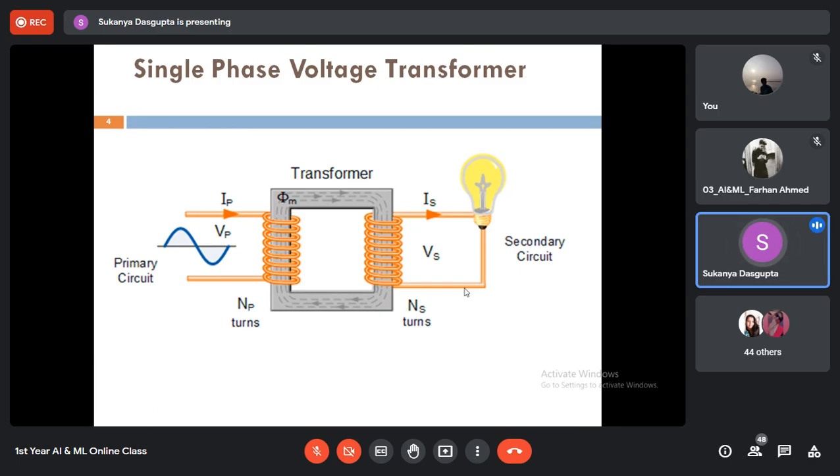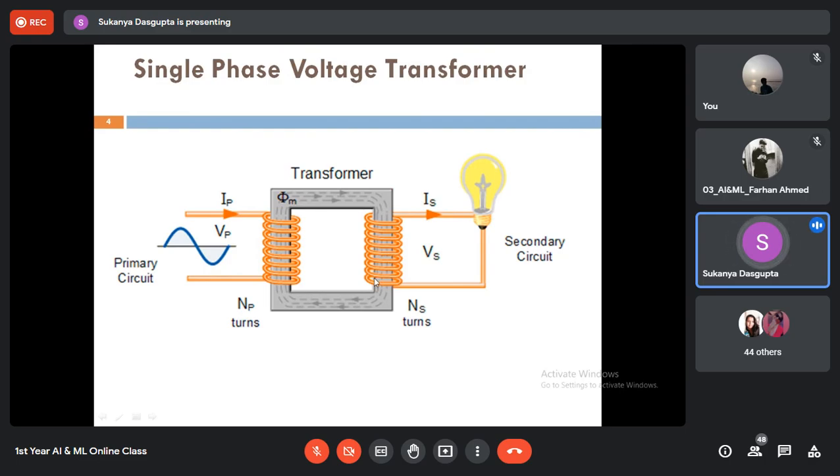And what is this phi? This phi is called the magnetic flux, which will be developed by the transformer working action, and it will be confined within the core material of the transformer. And because of this flux phi M, EMF will be induced, a voltage will be induced at the secondary coil because of Faraday's laws of electromagnetic induction.